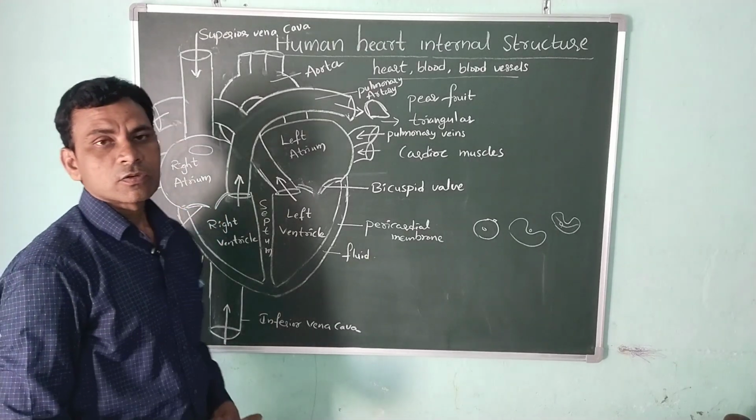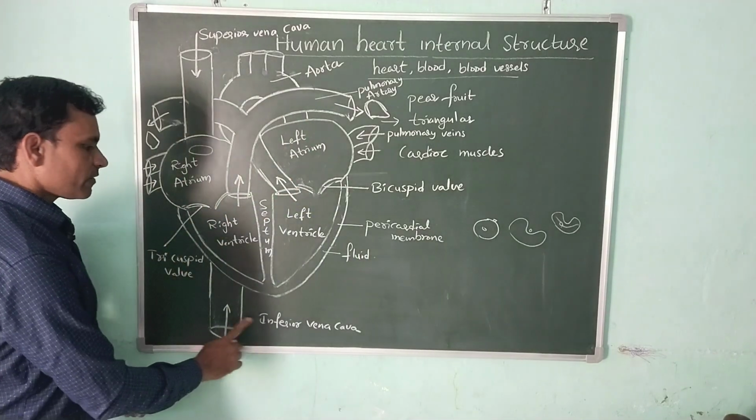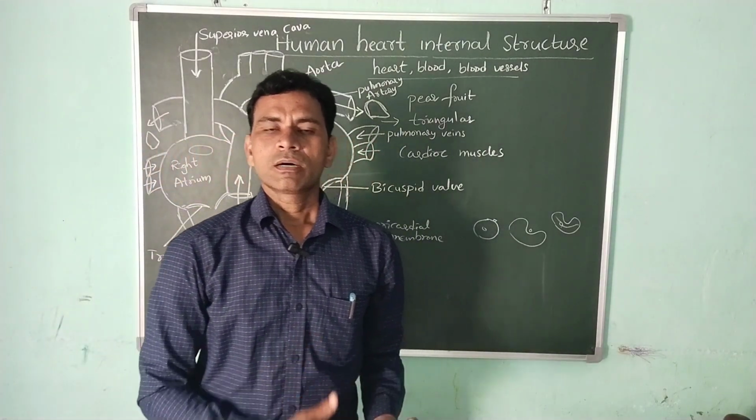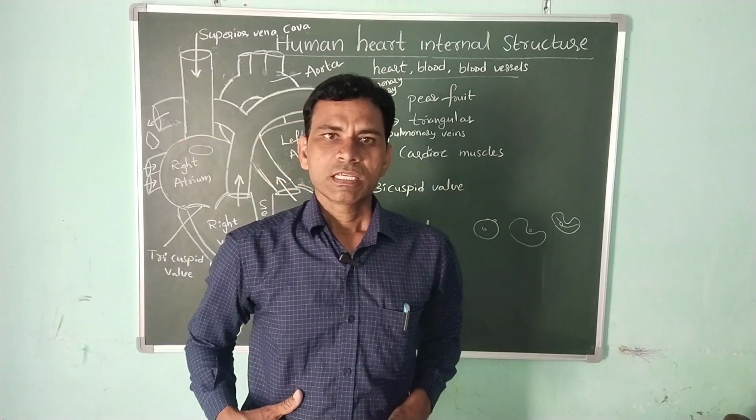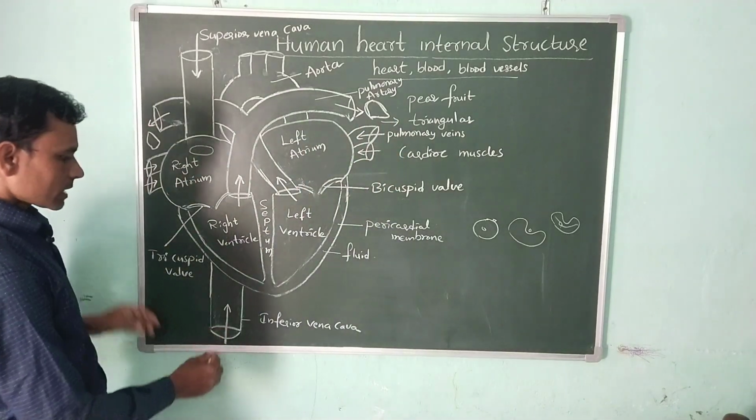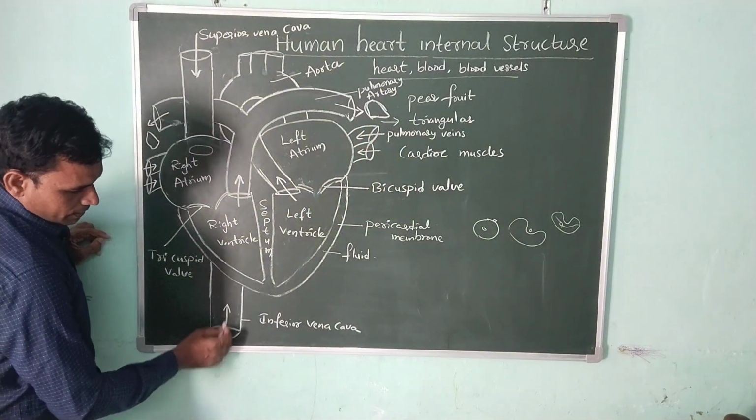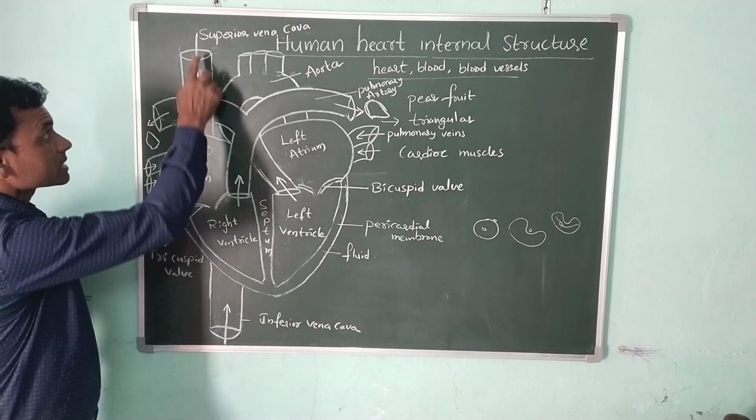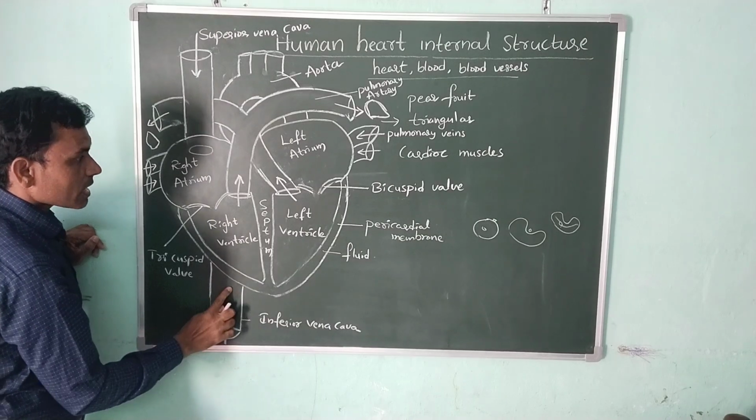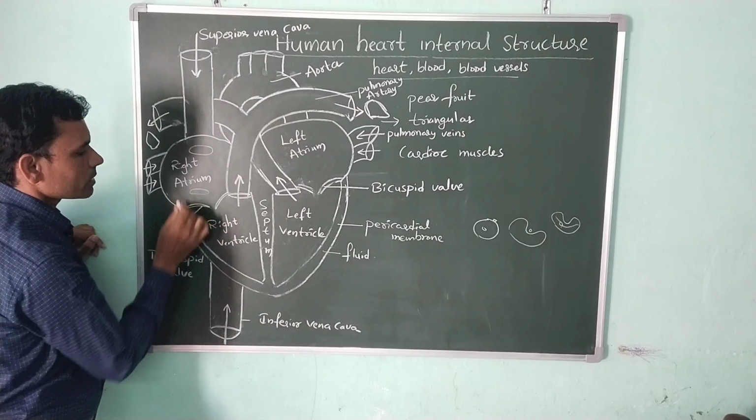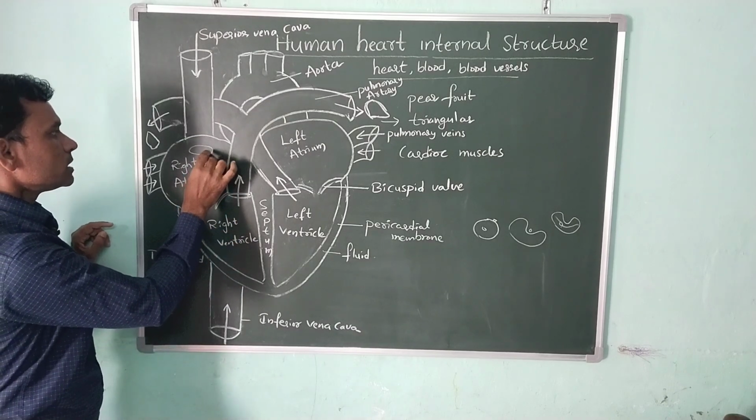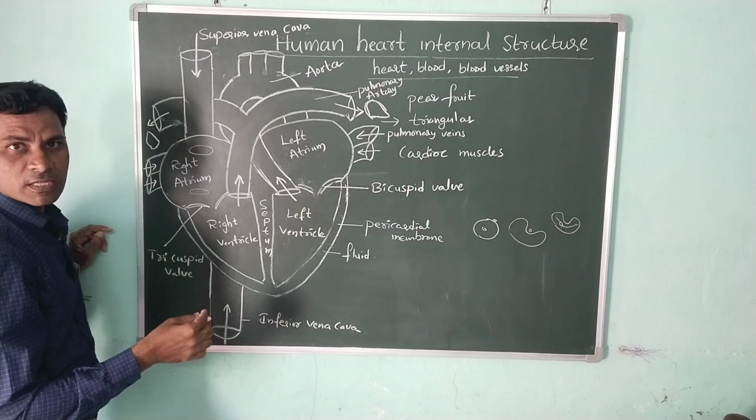Next, in the lower part, one vein is present, that is called the inferior vena cava. It collects deoxygenated blood from the legs and the other lower parts of the body. This arrow mark is showing that it collects from the lower parts, and the other collects from the upper parts. To which chamber? The inferior vena cava also opens into this chamber only, the right atrium. You should remember this.